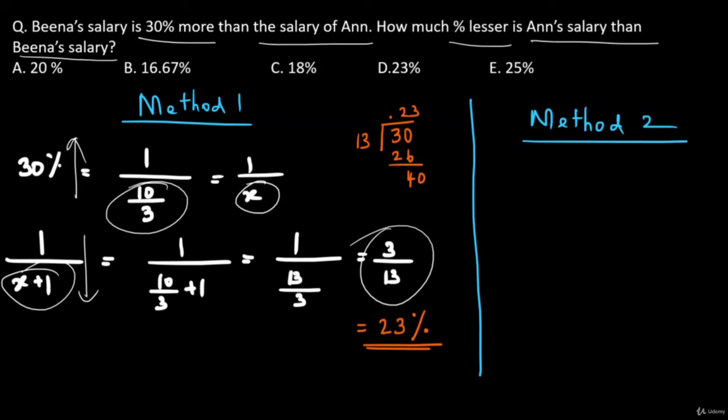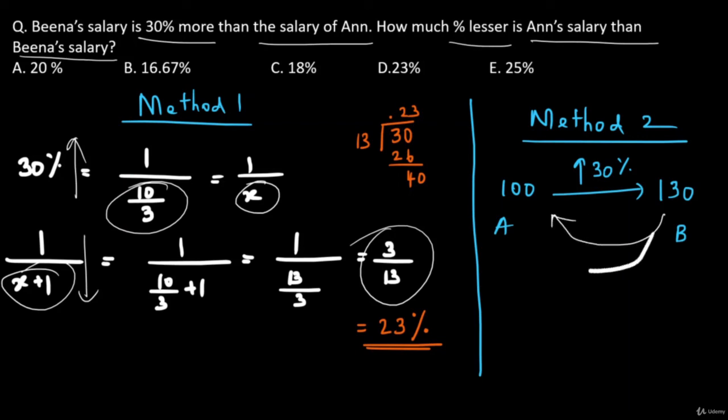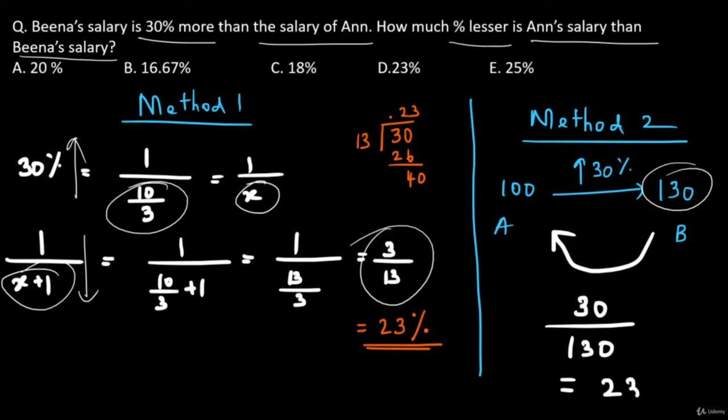Now let's also take the logical approach. Say Anne's salary is 100 and Bina's salary would be 30% more. That's 130, right? Now if you want to go from 130 to 100, then there is the absolute change of 30, and the initial value in this case will be 130. So the change is 30 by 130. The percentage change would be 3 by 13, which is the same as 23%. That is answer option D.